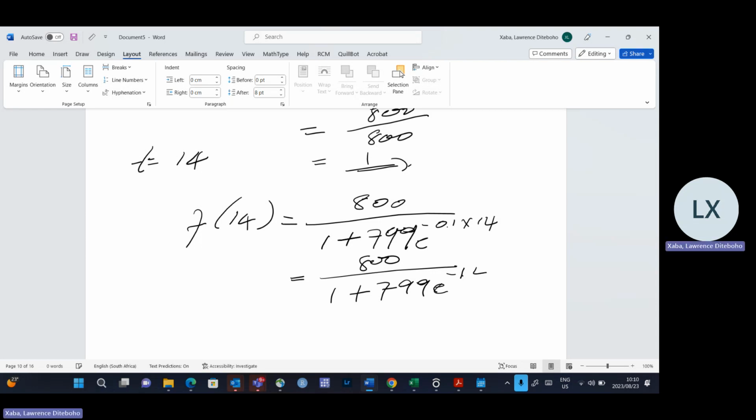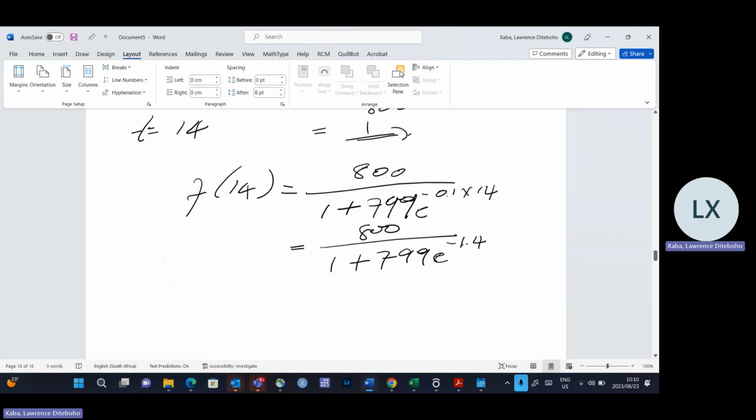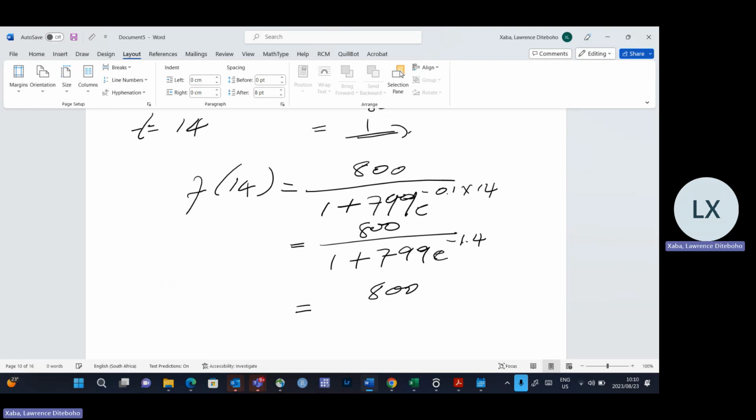Then we have negative 1.4. Okay, so let's simplify this. We have 800 divided there. You say 1 plus 799 e to the power negative 1.4.